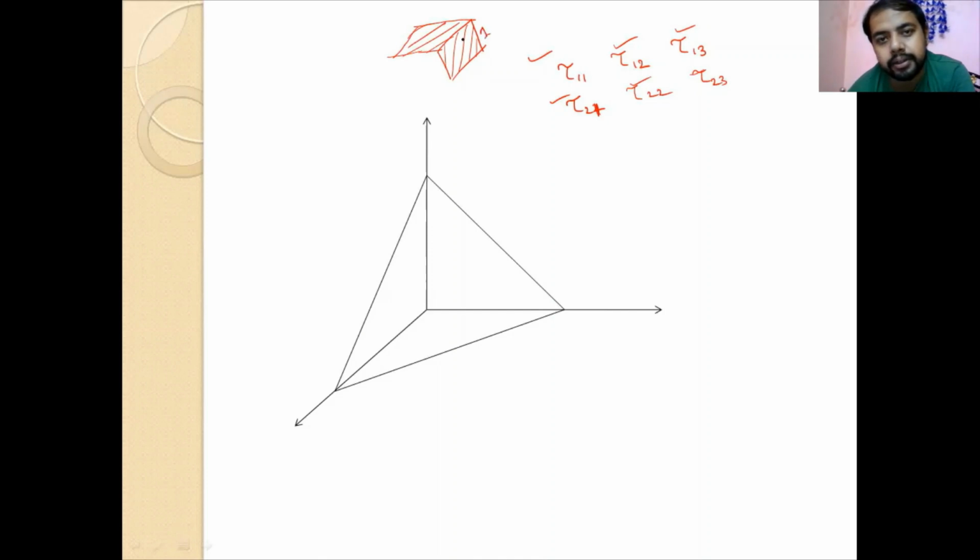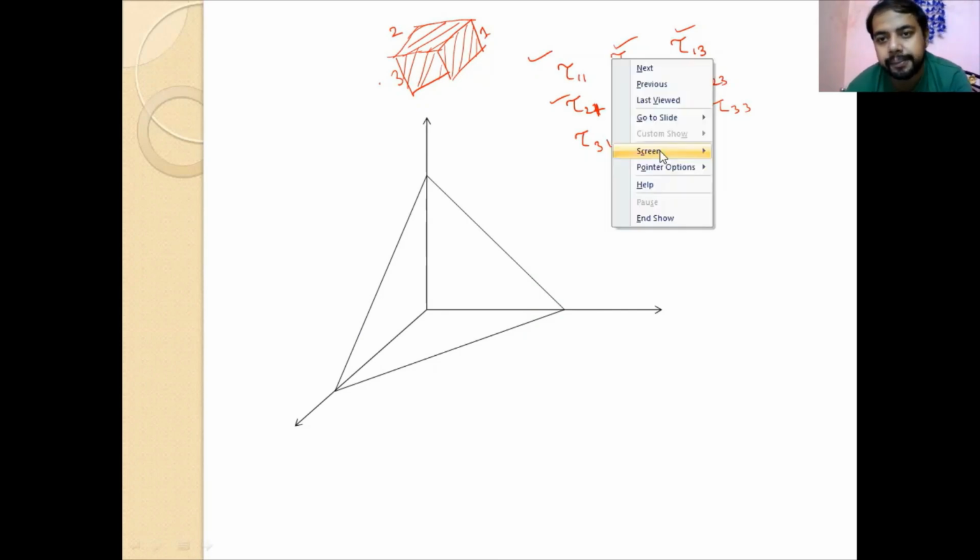So area number 1, area number 2, and the third one, tau 31, tau 32, tau 33. These all are acting. So in the box there are 6 faces. The same amount of stress is acting over the opposite face in the opposite manner. That is the representation of the stress we are describing.